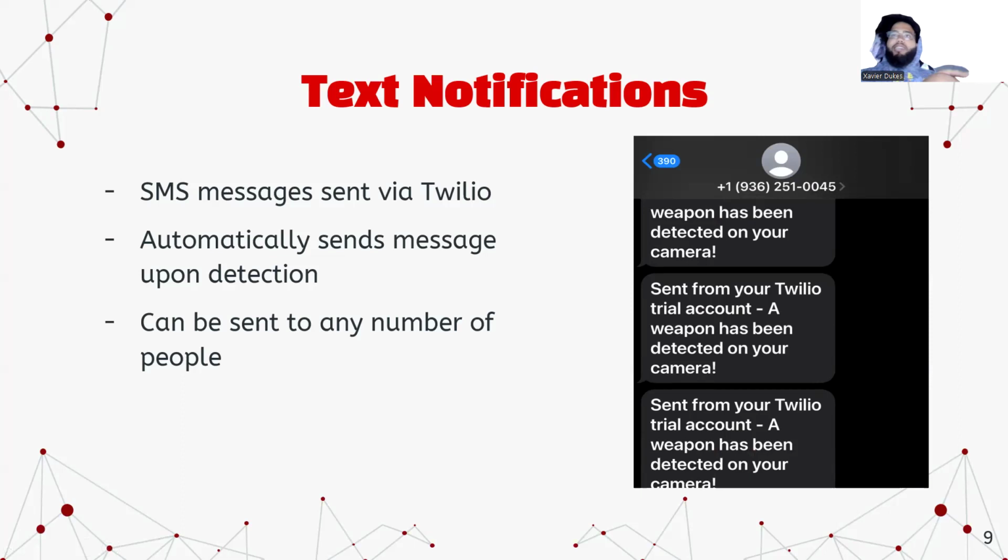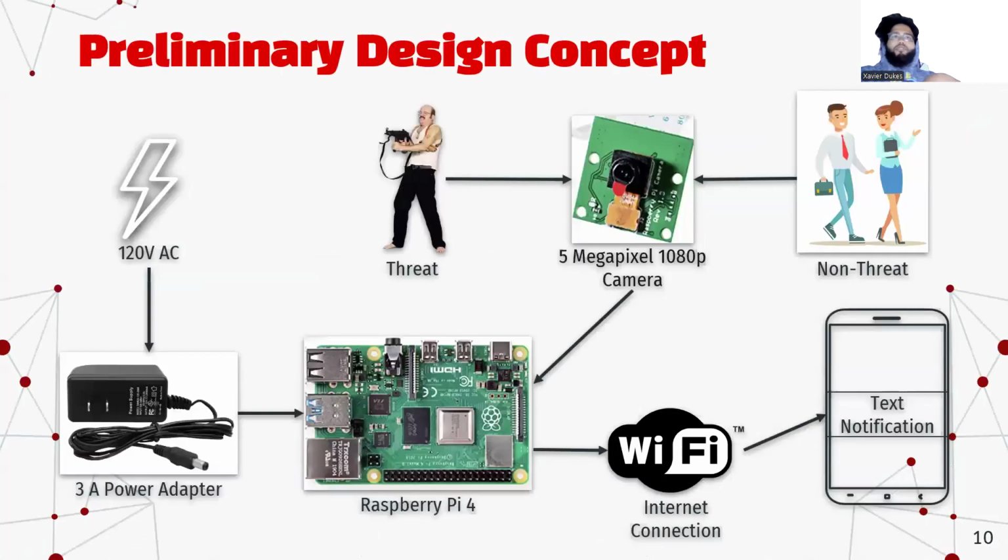But that's the necessity: the frame counter counts how many frames a weapon is present for, and then boop, sends off a text message. It can be sent to any number of people, and it's subscription based. They charge like 75 cents a message or 7 cents, I forget which, but easy to implement, just cool stuff.